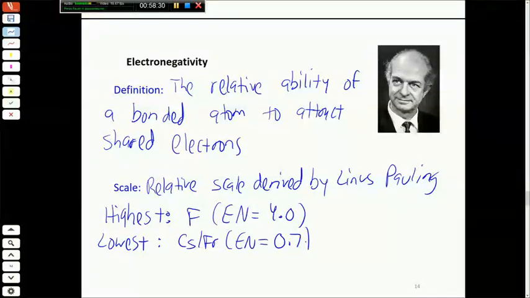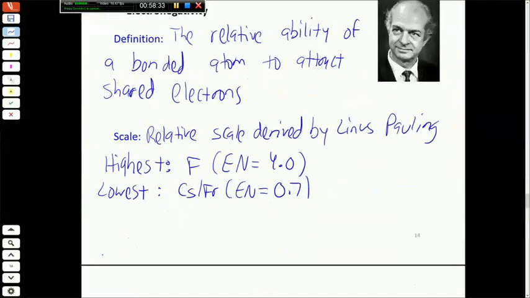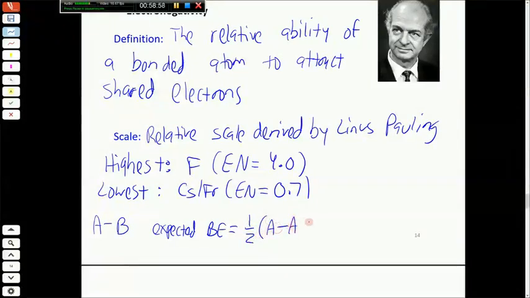I wanted to give just a little bit of an insight into how these are measured. So the way that they got these numbers, and we're not going to worry about the details too much, but if you have a bond between two different elements, A and B, as we talked about, your expected bond energy, if the electrons were shared exactly equally, if there was no uneven sharing of the electrons, would just be the average of the two individual bonds between the atoms themselves, AA and BB. Okay? So if the electrons are shared exactly equally, you would expect the bond energy to be the average of the two, for the two atoms that are involved.